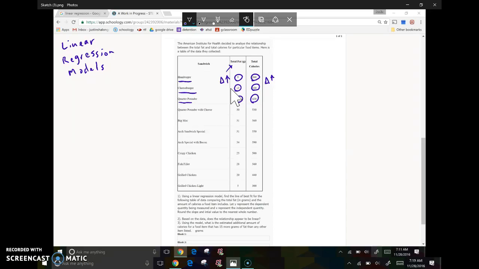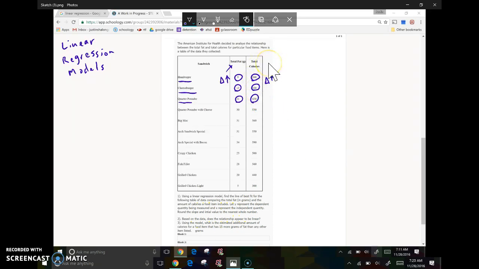So there's a relationship between these two variables, and what we're going to do is use a linear regression model to figure out exactly what that relationship is. So using a linear regression model, find the line of best fit for the following table of data comparing total fat in grams and the amount of calories a food item includes. Let y represent the dependent variable being measured and x represent the independent quantity. Round the slope and the initial value to the nearest whole number.